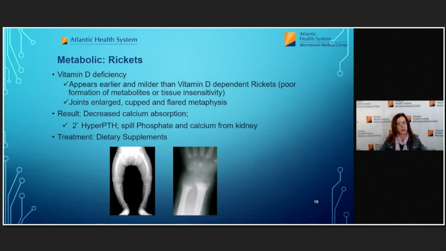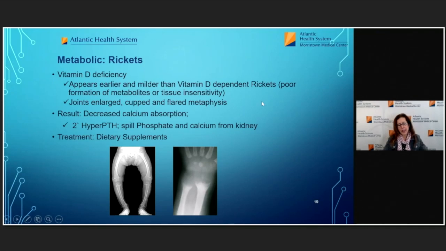So someone that's breastfed, you need to be concerned is not getting enough vitamin D. And so we have a vitamin D deficiency, and this would be considered rickets. It appears earlier and milder than those patients who have vitamin D dependent rickets, which is basically a genetic rickets that patients get when they can't form the metabolites of vitamin D well, or they have tissue insensitivity. And the joints are enlarged in these rickettic patients. You've got cuffed and flared metaphyses, as you can see in these pictures of x-rays.